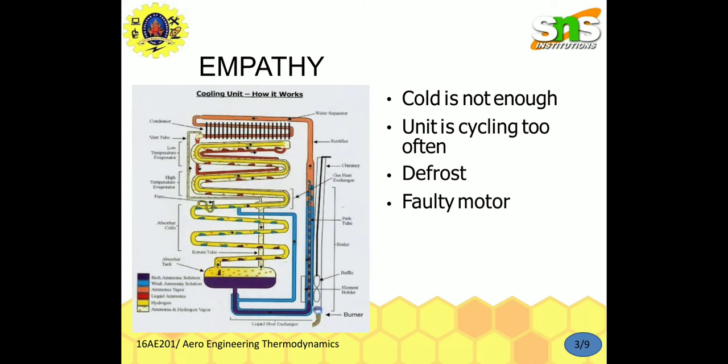The absorption cycle is similar to the compression cycle, except for the method of raising the pressure of the refrigerant vapor in the absorption system. The compressor is replaced by an absorber and a generator. The absorber dissolves the refrigerant in a suitable liquid and the dilute solution becomes a strong solution.